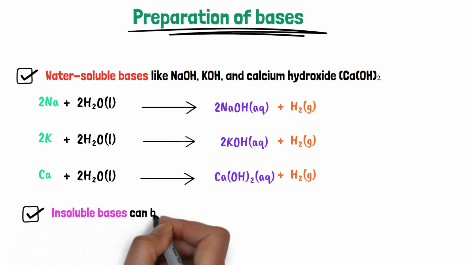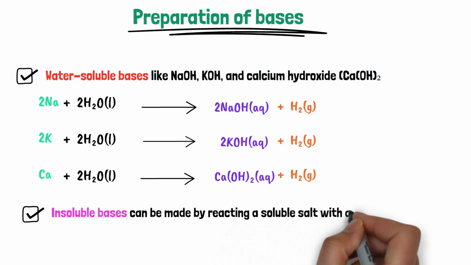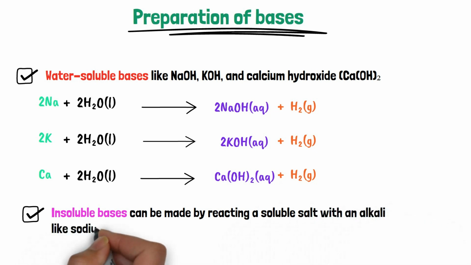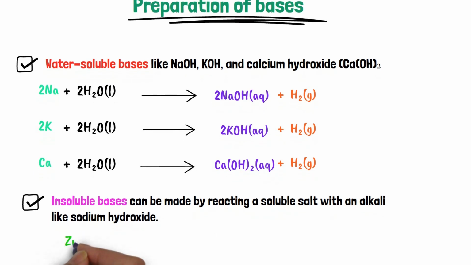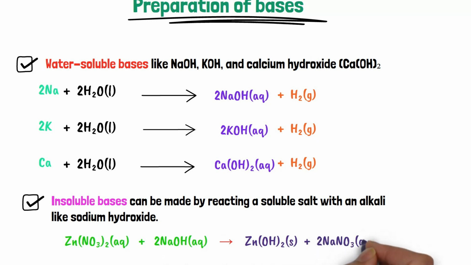Insoluble bases can be made by reacting a soluble salt with an alkali like sodium hydroxide. For example, when zinc nitrate, a salt, reacts with sodium hydroxide, it forms an insoluble base called zinc hydroxide and sodium nitrate as a byproduct.